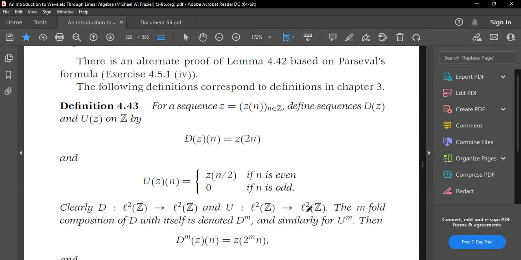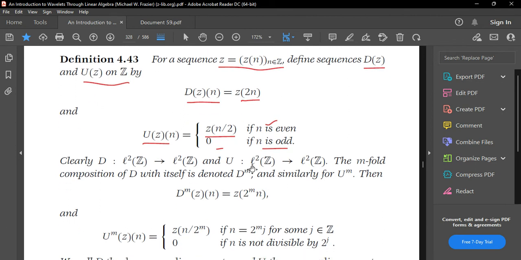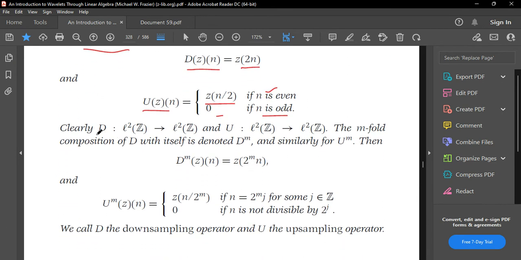the definitions for the downsampling and upsampling operators in the infinite dimensional case. If z is equal to z of n and belongs to z, we will define the sequences D of z and U of z on Z, where D of z of n is z of 2n, and U of z of n is equal to z of n by 2 if n is even, and 0 if n is odd. Similar to the discrete case, D is from L2 of Z to L2 of Z, and U is from L2 of Z to L2 of Z.